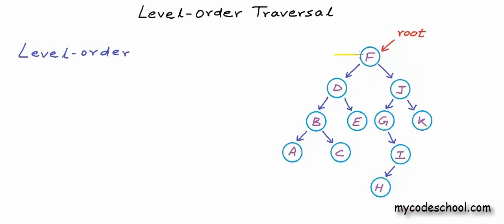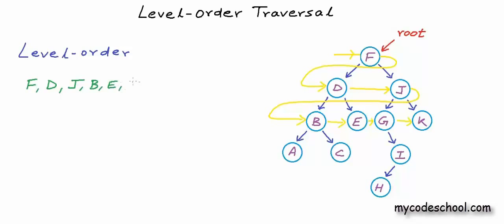We will start at level 0 and print F, and now we are done with level 0, so we can go to level 1 and we can visit the nodes at level 1 from left to right. From F we will go to D, and from D we will go to J. Now level 1 is done, so we can go to level 2. So we will go like B, E, G and then K, and now we can go to next level A, C, I, and finally we will be done at H.